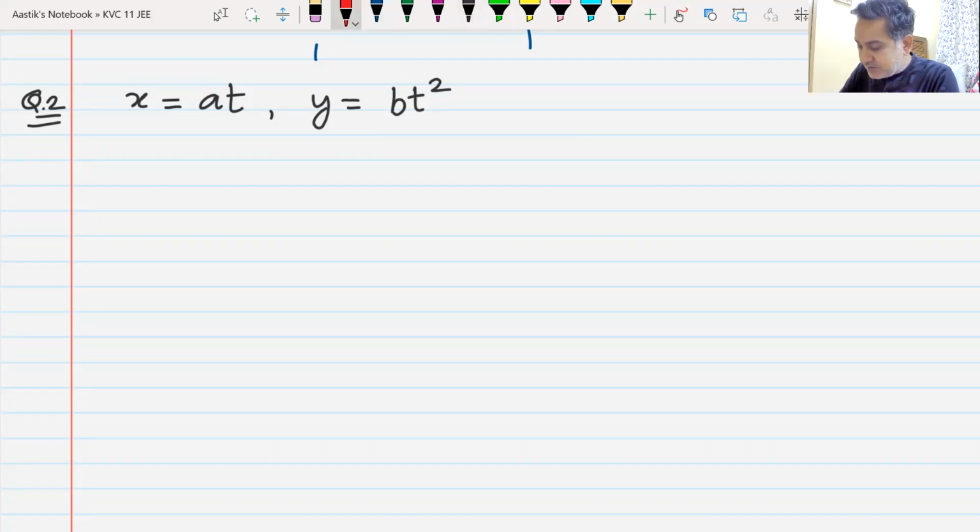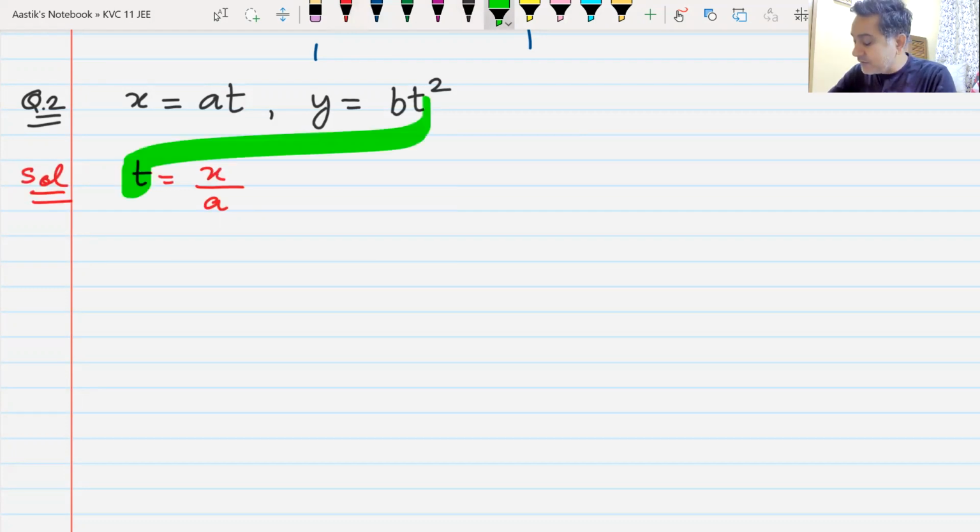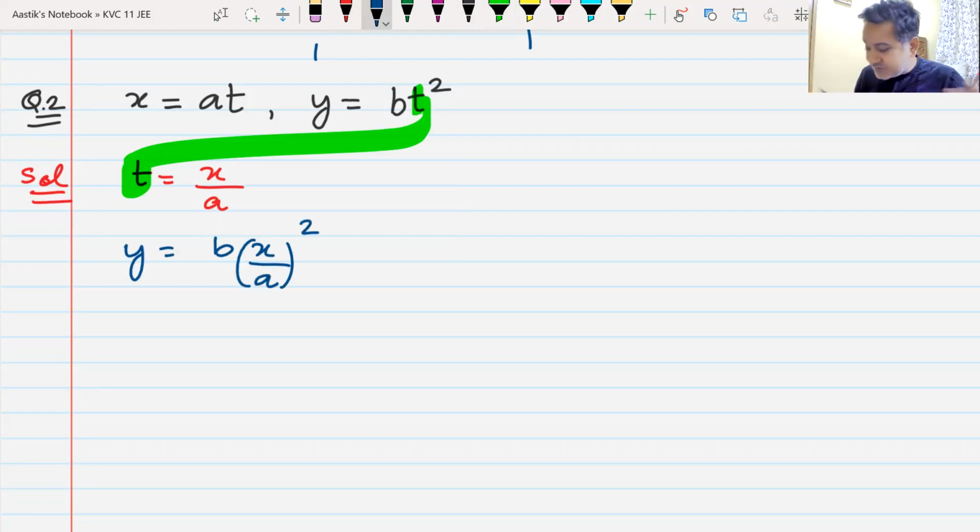I can write t as x by a. Once I get the value of t, (x by a) whole square is equal to y by b. I can just put the value of t here. So basically what is going to happen, my dear friends, you are saying it correctly, my y becomes b into (x by a) whole square, and that is the equation of trajectory, my dear friends.